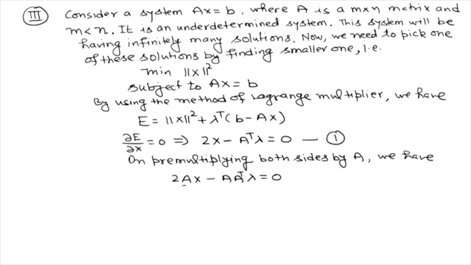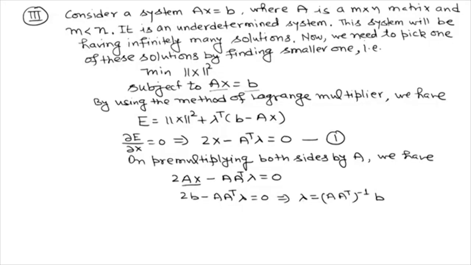Now, as you know, my system is Ax equals b. So, this Ax I can replace by b. This will become 2b minus A into A transpose lambda equals 0. From here I can write lambda equals (A into A transpose) inverse into b, provided the inverse of A into A transpose exists. And it will exist when the matrix A has rank m. If it is less than m, then this inverse will not exist, because then A into A transpose will become singular.